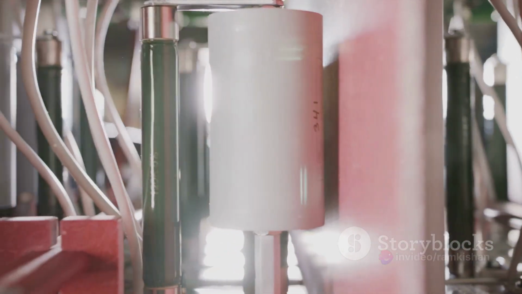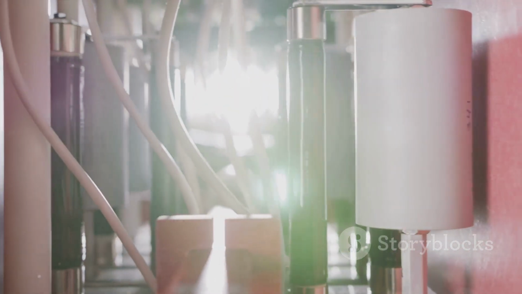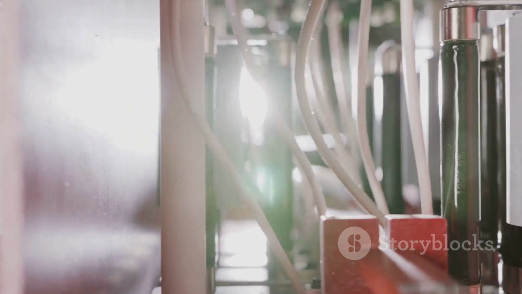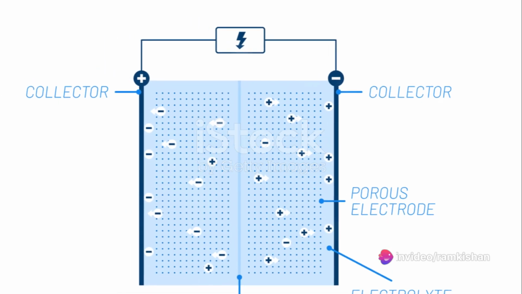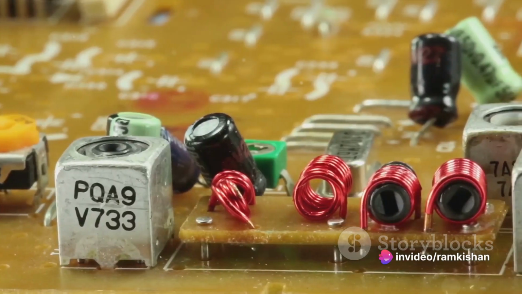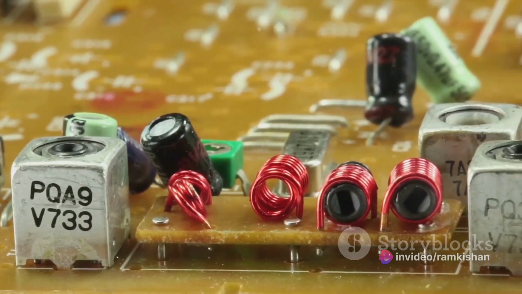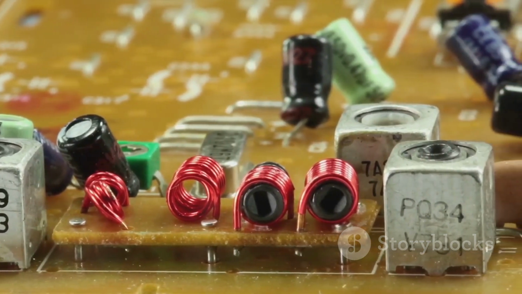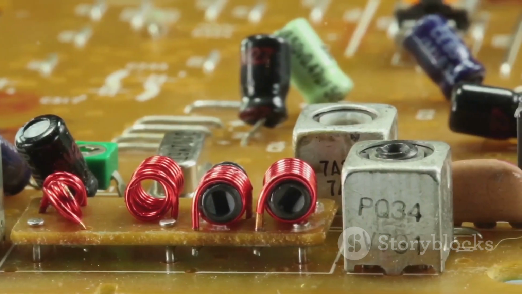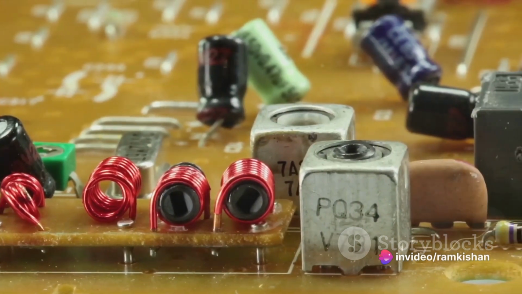Imagine a reservoir that collects and holds water until it's needed. That's essentially what a capacitor does, but with electricity instead of water. Capacitors come in all shapes and sizes, but regardless of their physical attributes, they all share the same basic structure. They consist of two conductive surfaces, or plates, separated by a non-conductive material known as a dielectric.